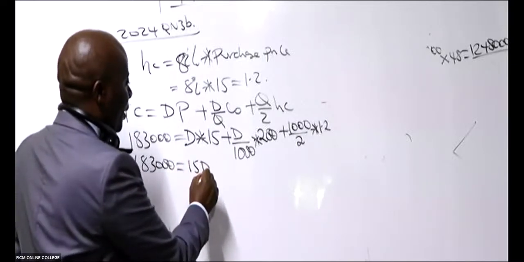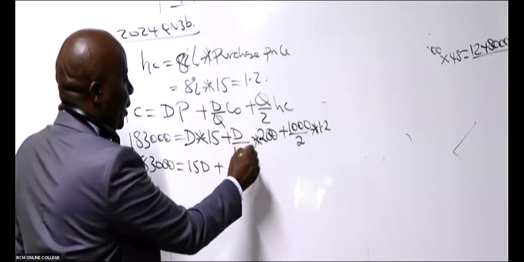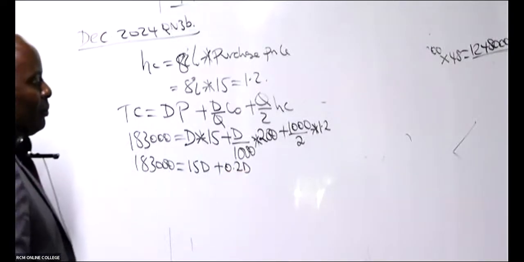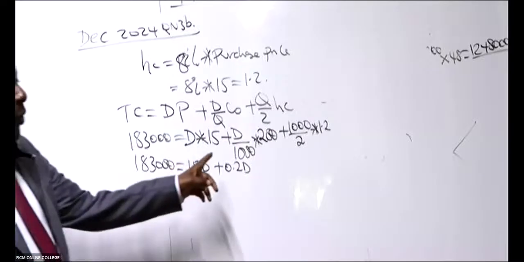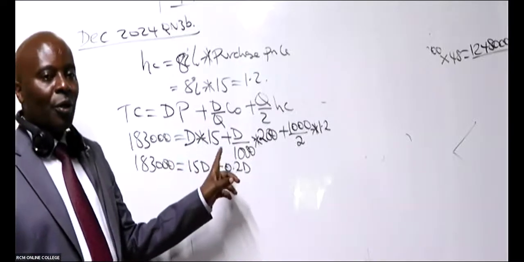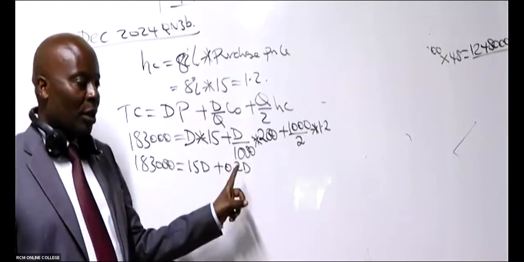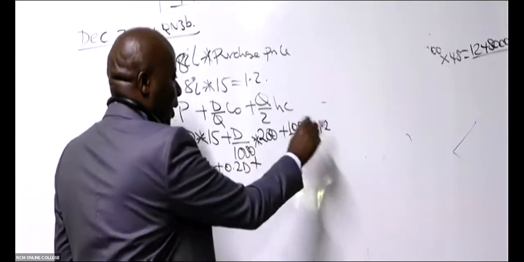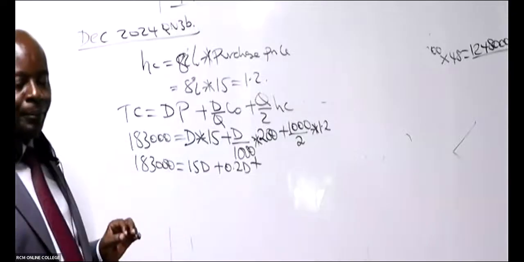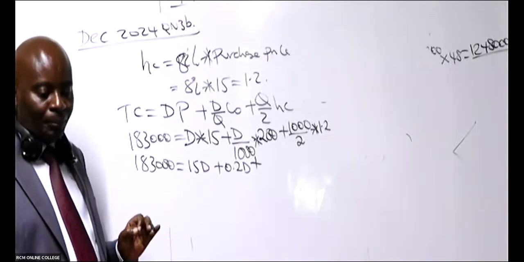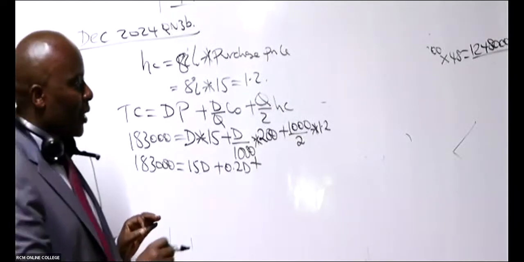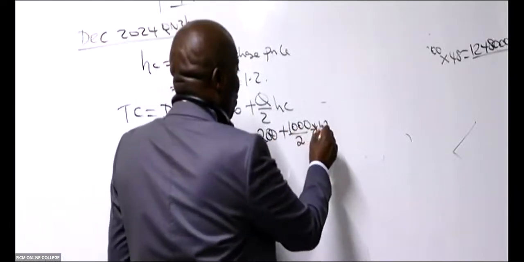So then this one, if I try fixing it down, it will be 183,000 equals 15D plus this is 0.2, right? You see, 200 over 1,000 is 0.2. So it will be 0.2D. Plus, could you kindly go ahead and do these multiplications and give me the final answer there? 1,000 divided by 2 times, in this case, 1.2. What are we going to get at the end of the day?